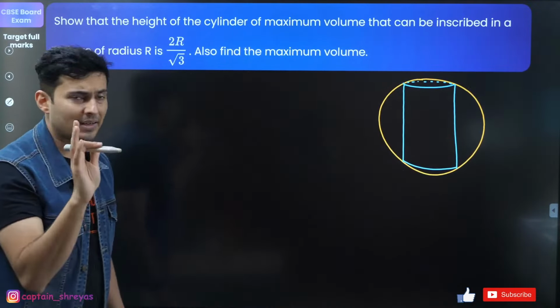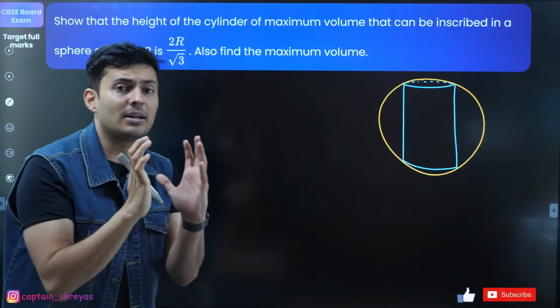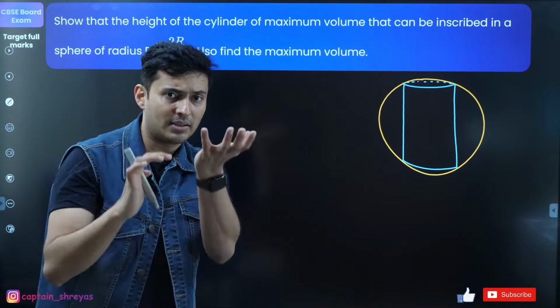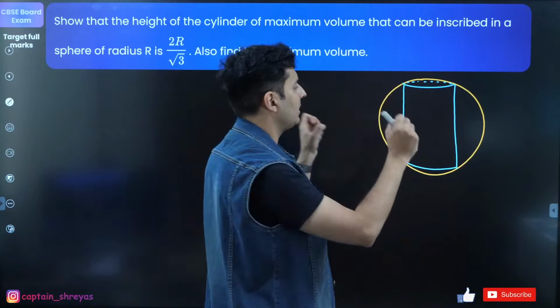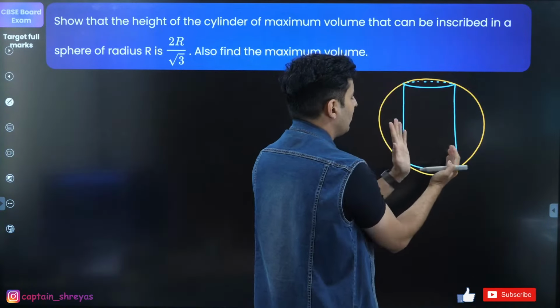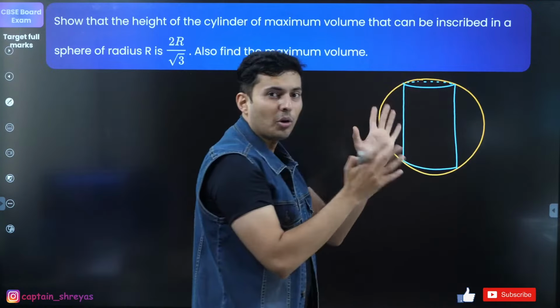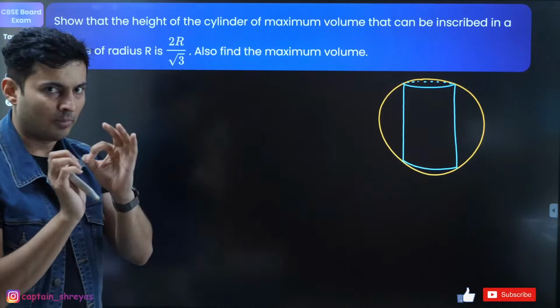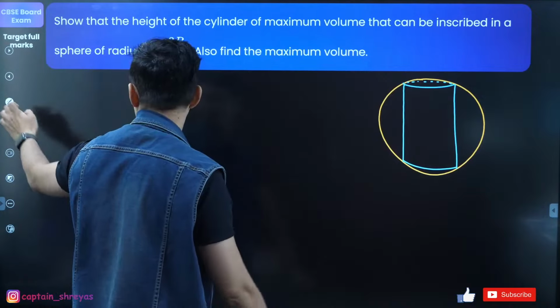Everybody is able to picturize this? Okay. Now I want to make the volume of the cylinder maximum. So I can adjust the radius. Automatically the height will get adjusted. If I make the radius big, height will become small. If I make the radius small, height will become large. So I have to compromise and find the most optimum efficient point for the maximum volume.